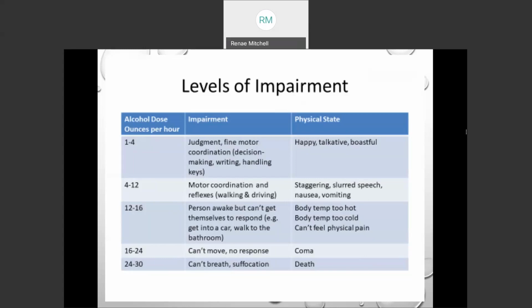So you'll notice this is a 5-category description of impairment. Only the first 2 are fully conscious. And then the remaining 3, you're starting to see some real impact on the way the person's functioning.